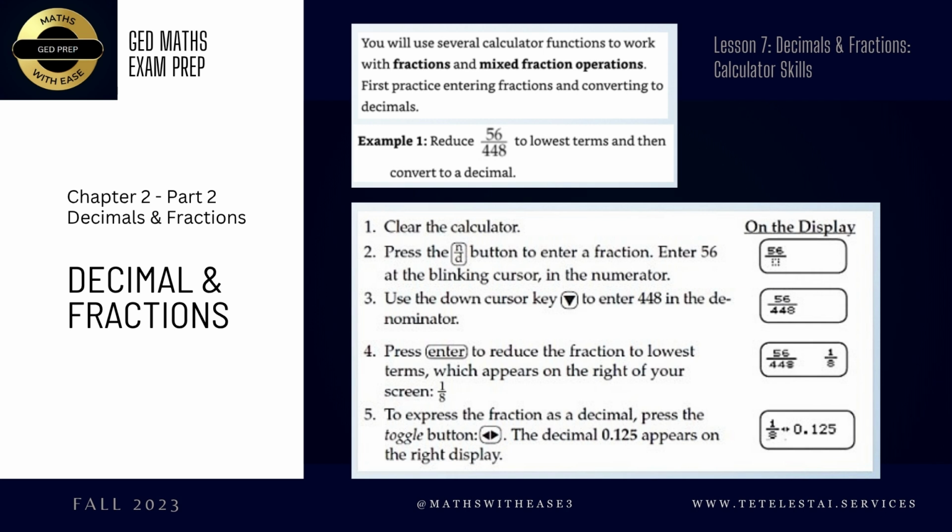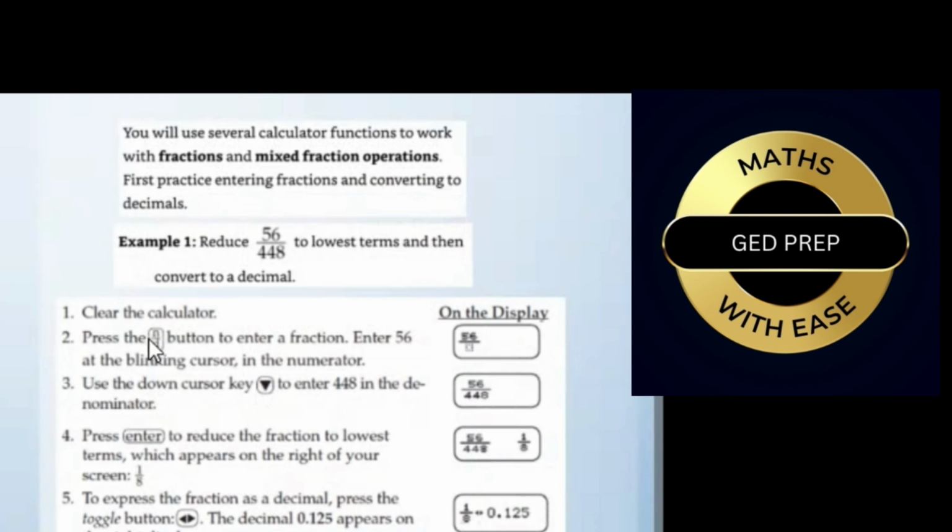So the first thing you want to do is clear your calculator, and then you're going to press the fraction button, okay? And again, in case you forget, or just keep it in mind, it's the button that shows N over D, N being your numerator, D being your denominator. So press that button to enter your fraction. So once you've pressed that button, you'll see your display starting to flash, right?